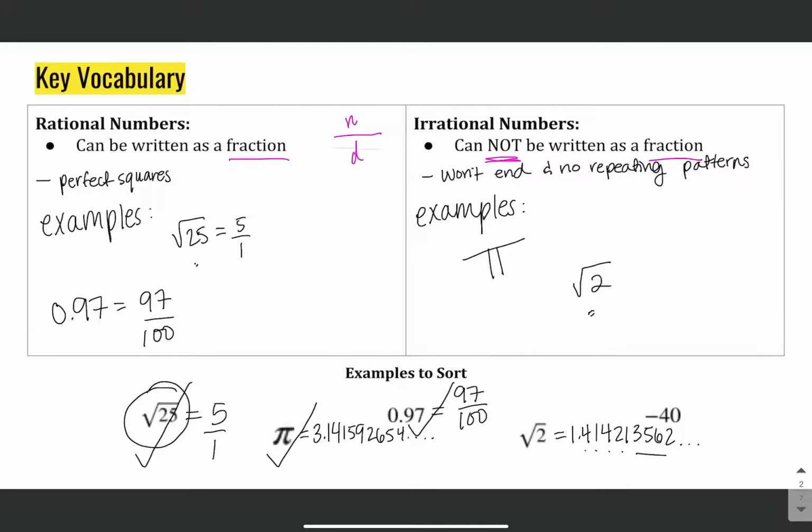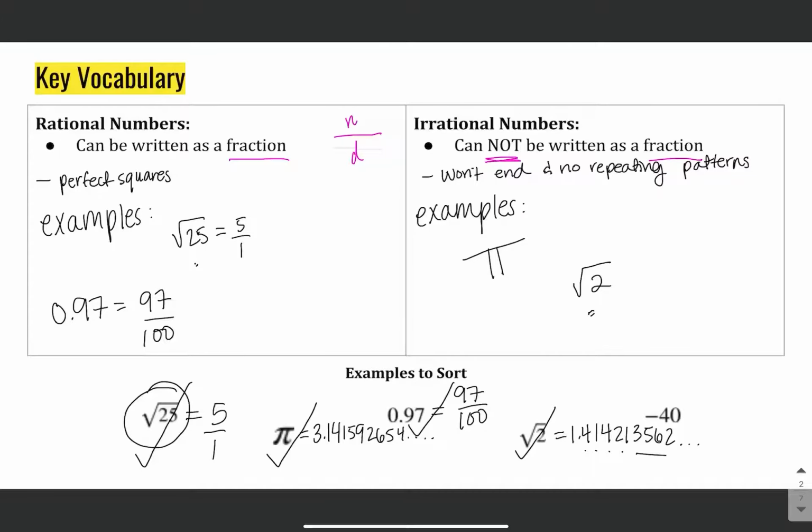A misconception some students have is that an irrational number is a number with a radical, and a rational number would not have a radical. Well, you're kind of right as long as you simplify it. All right?